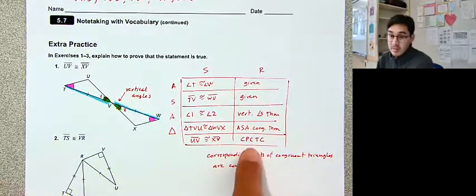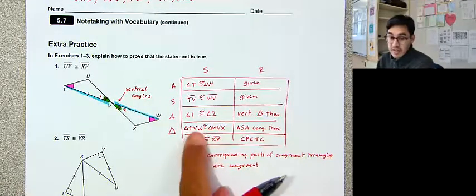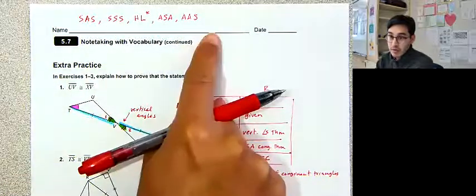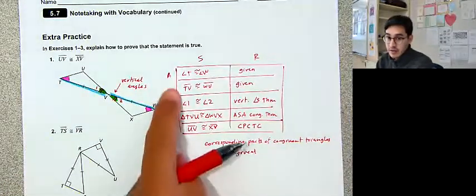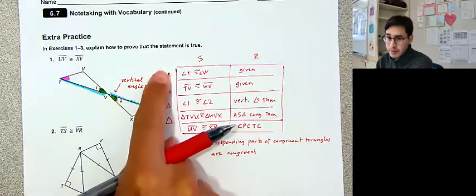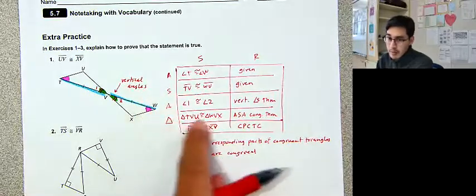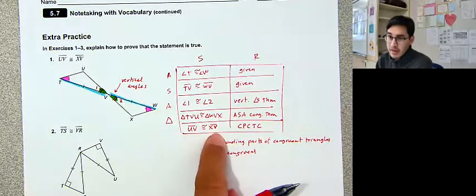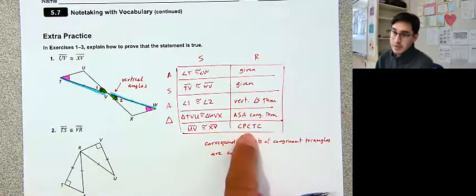So in order to use CPCTC, you have to first establish that the triangles are congruent, and you do that using one of the methods that we've learned this unit. Okay, so you use a method, and then you establish that the triangles are congruent, and then you follow that up with one more statement about a particular pair of parts of those triangles. Okay, and then your reason is just going to be CPCTC.